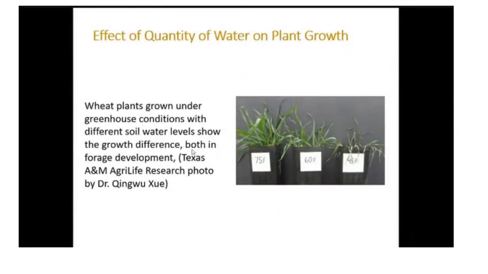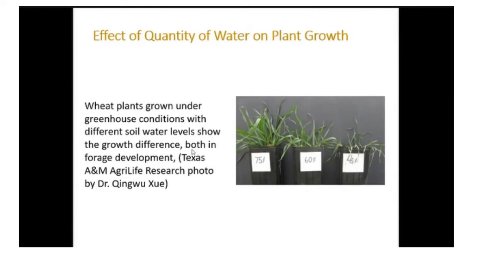Something very important for the plant now is the amount of water and the quality of water. Here we have an experiment. It shows you that the amount of available water in the soil would definitely affect the plant growth. If you always keep your plant in a drying condition, it means you are keeping your plant very close to the permanent wilting point. That's not good for the plant, they will wilt.